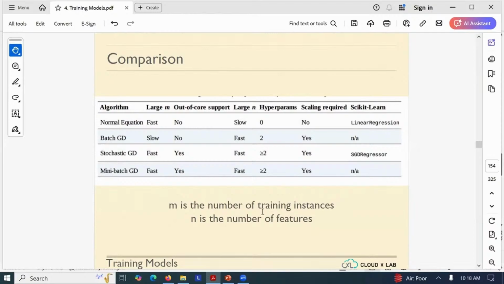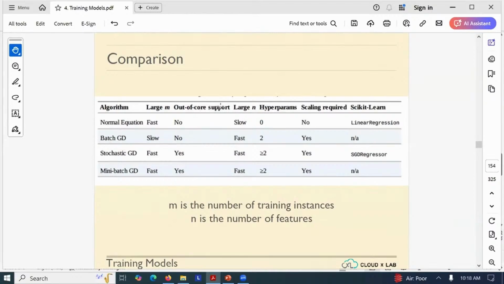So if we are dealing with a large number of examples, if we have millions of data points in our data set, then we will use the normal equation method, or we can use SGD or mini batch GD, right? But we will not use batch GD, because in batch GD we compute the gradient using all examples, and since we have a large number of training examples, batch GD will be slow, right?